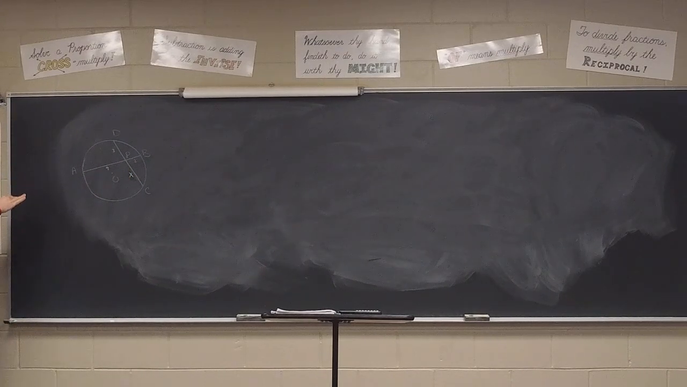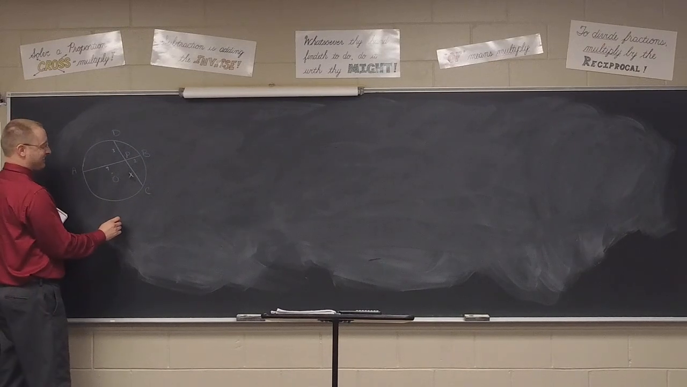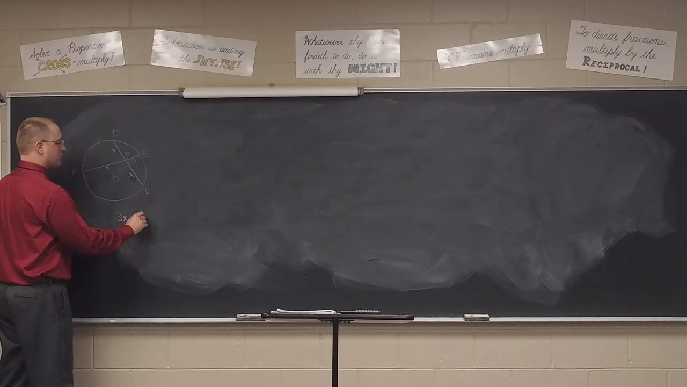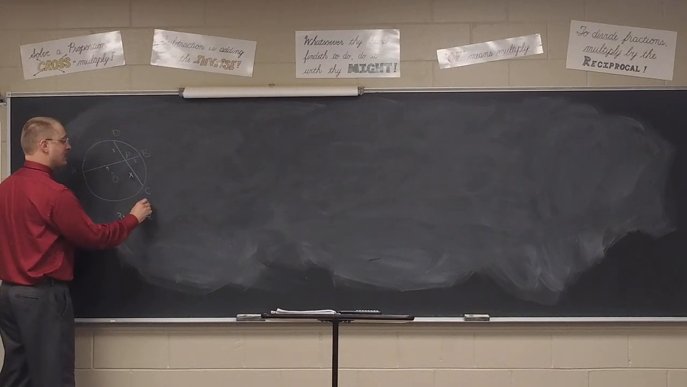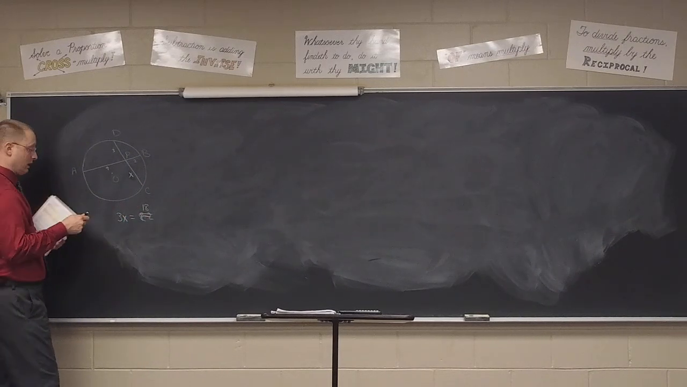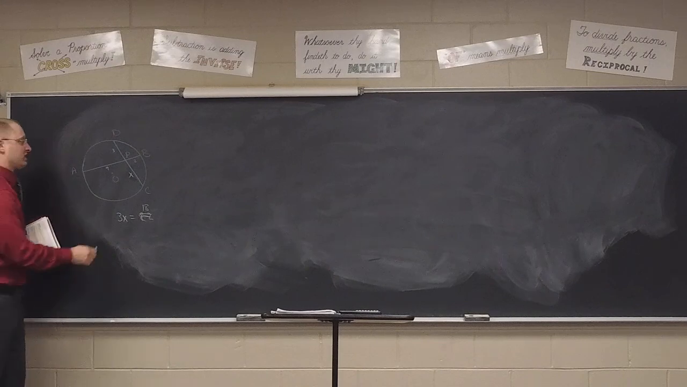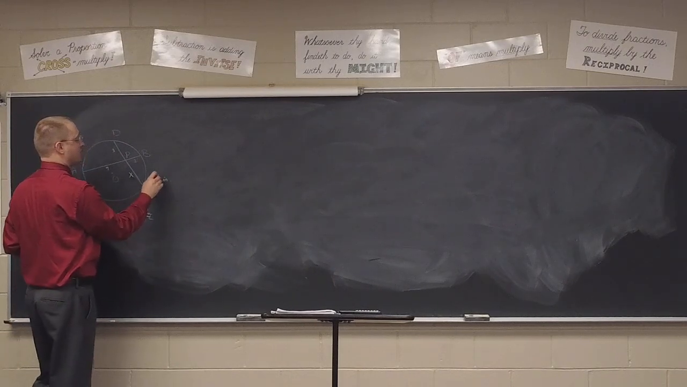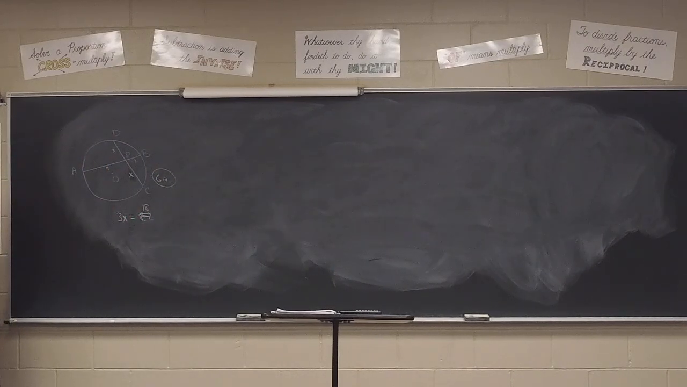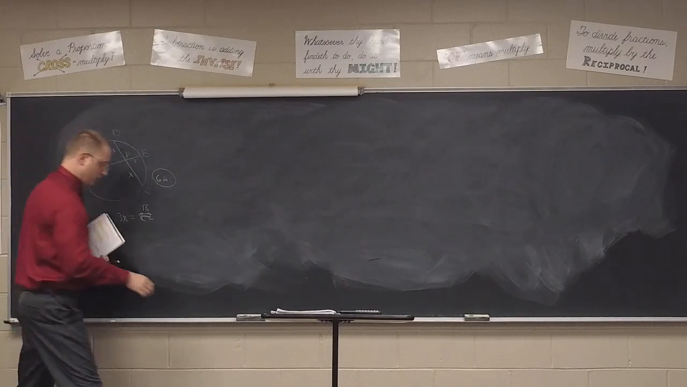How do I set up the problem here? Ethan? 3x equals 18. Good, 3x equals 9 times 2, or in other words, 18. So obviously x equals 6 inches, since they had a unit there. How many had 6 inches for CP in number 1? Excellent. Let's take a look at number 2.